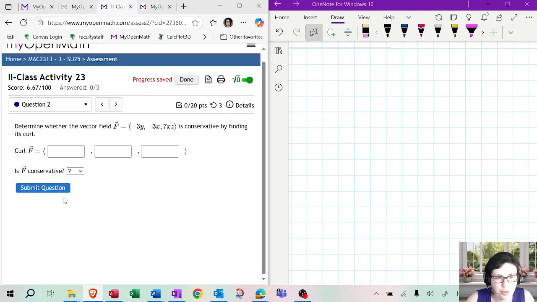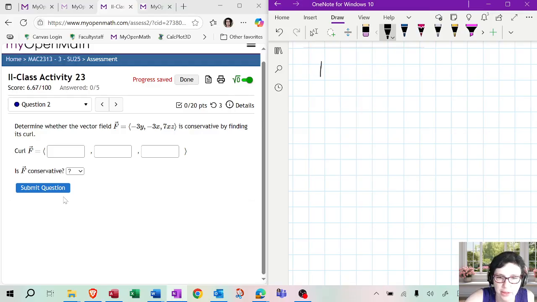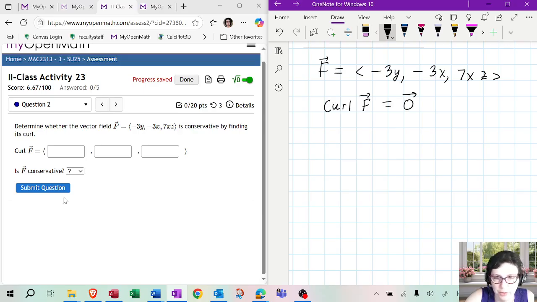Okay, guys, in this question, we are going to also figure out if a force is conservative, but this time the force has 3 dimensions. So we've got negative 3y, negative 3x, and 7xz. Okay, so the condition for conservative for 3 dimensions is curl. So curl of the vector field must be a zero vector field, okay?